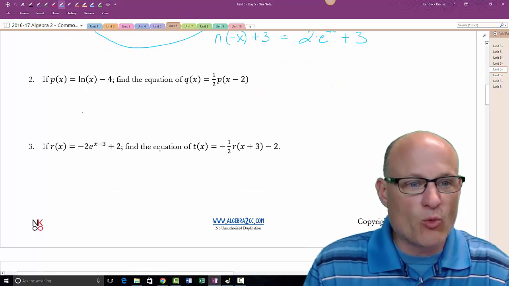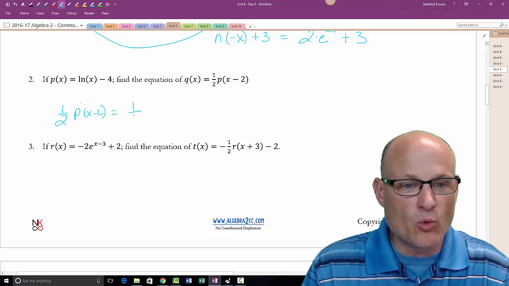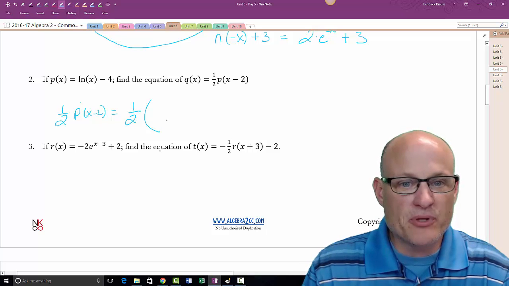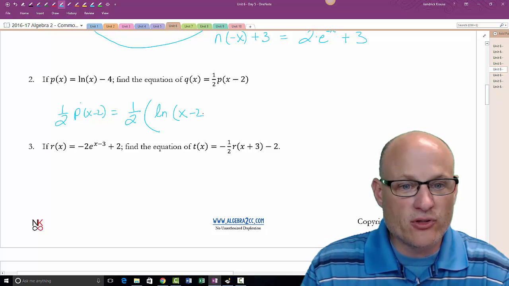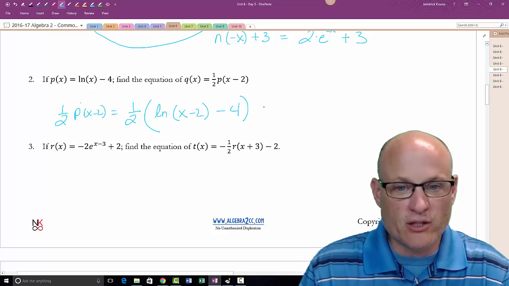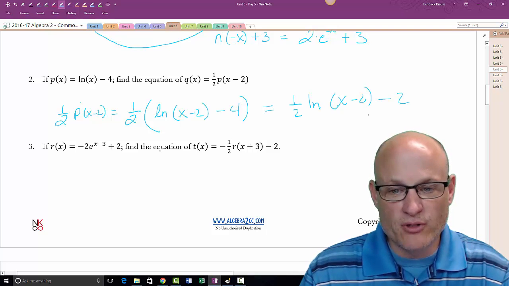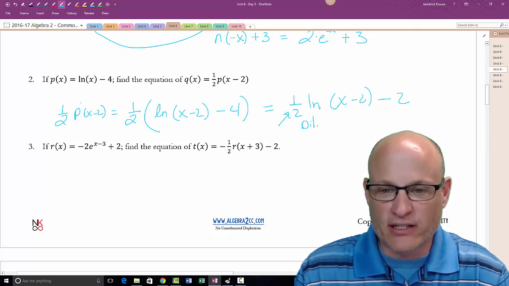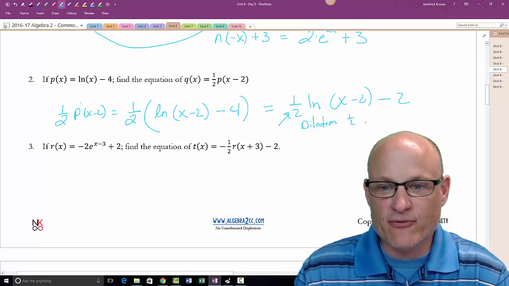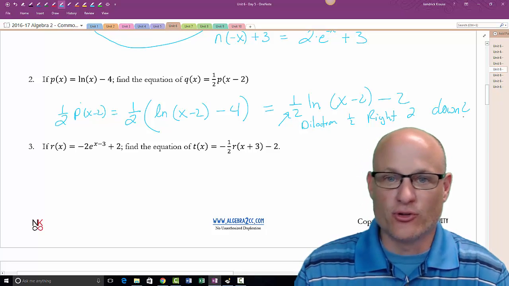Let's talk about p of x. We got a 1/2. So 1/2 p of x minus 2 is equal to 1/2 times, let's see what p of x minus 2 is. So that's the natural log of x minus 2 minus 4, which is really equal to 1/2 the natural log of x minus 2 minus 2. So this is going to be, it's got a dilation of a half. I didn't write the last one up. It doesn't matter. Dilation of 1/2. We're going to move to the right 2 and down 2.